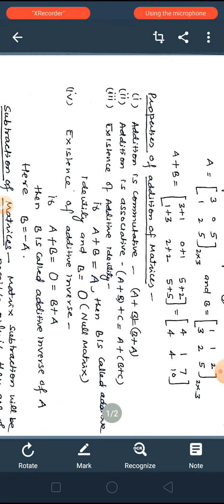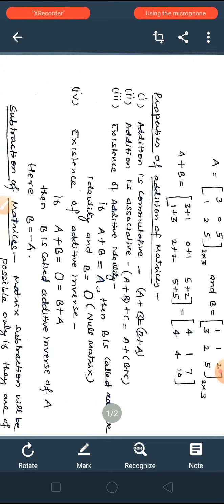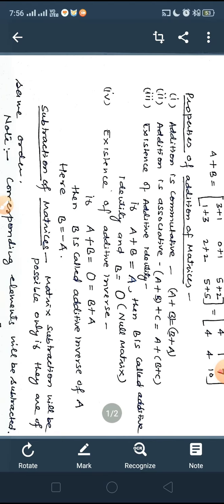Now there are some properties of addition. Addition is always commutative, means if you find A plus B, then it will always be equal to B plus A. And the second property is that addition is associative. That means if you add A plus B at a time and then add C, this will be equal to B and C added at a time and followed by A. So addition is associative.